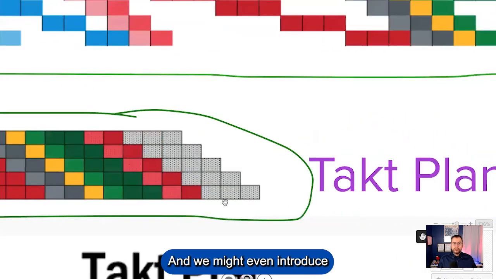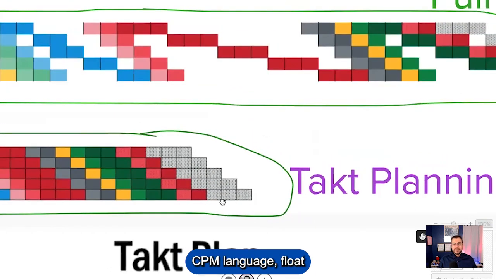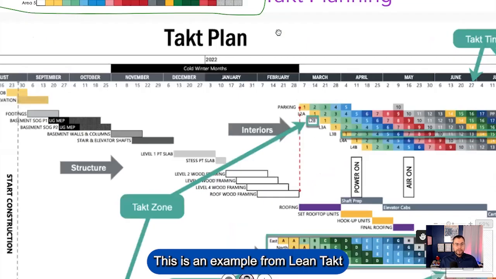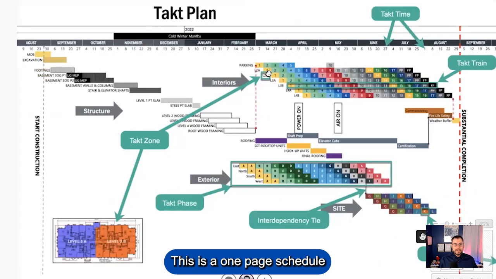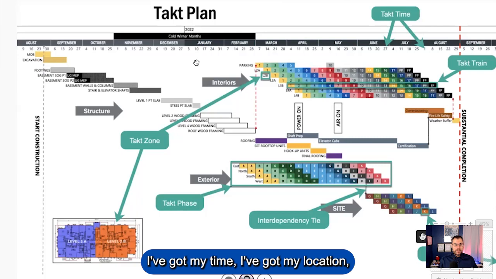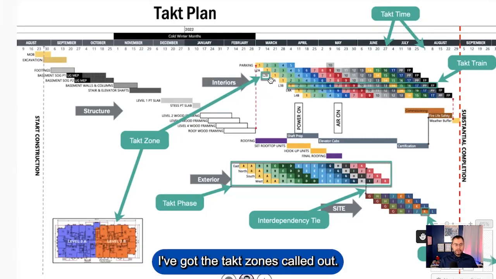And we might even introduce the concept of buffers, or typically what we say in CPM language, float, to handle excess variation. This is an example from Lean Takt, and they gave a nice key example. This is a 1-page schedule that you can see spans about 1.5 years. I've got year on the top. I've got my time. I've got my location. I've got the Takt zones called out.